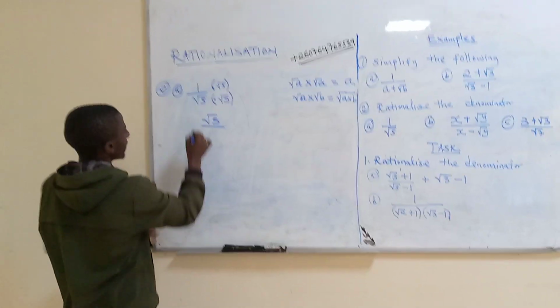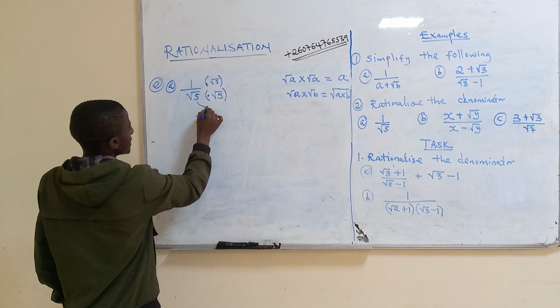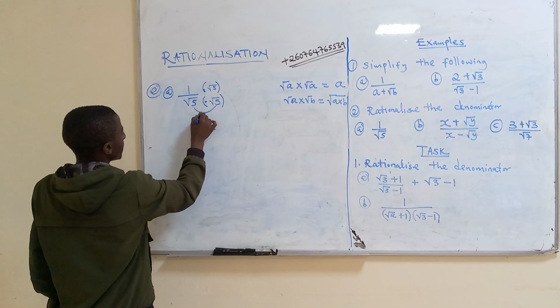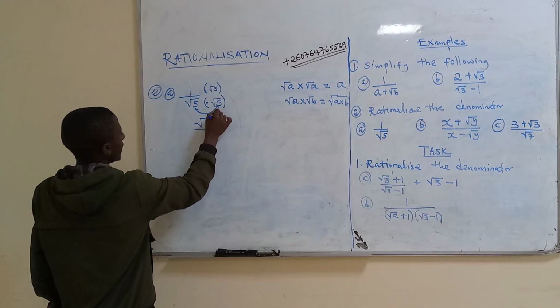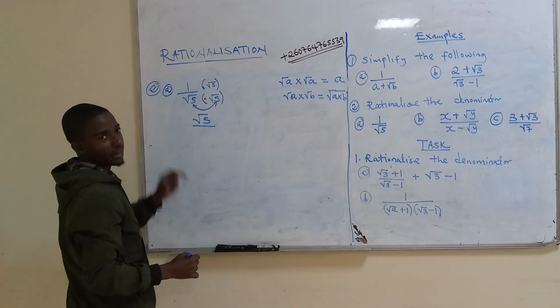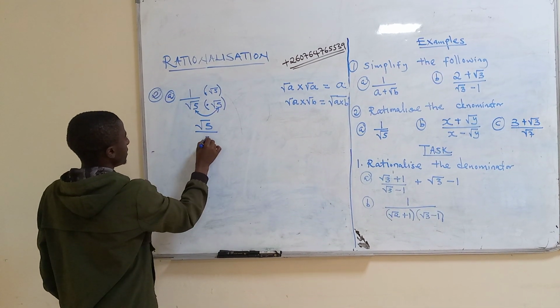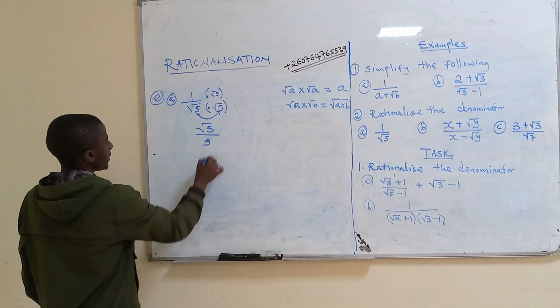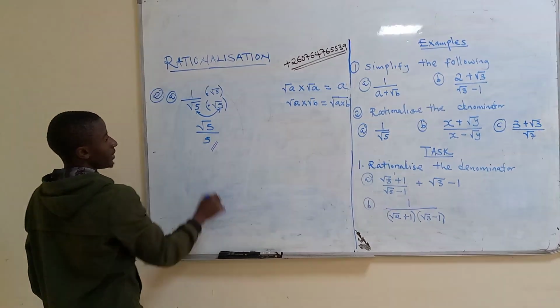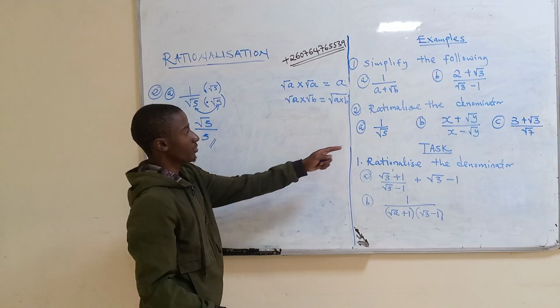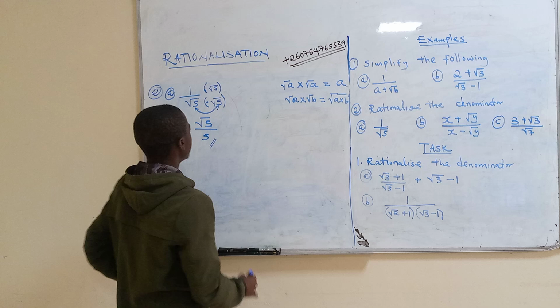So you are multiplying what is inside the square root, and they are similar. So what you are going to do is to get what is common, which is 5. So this is our final answer. We can also solve the next question.